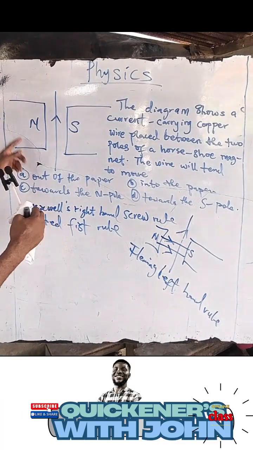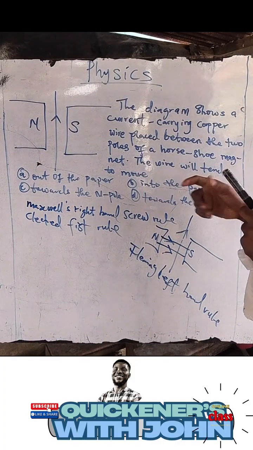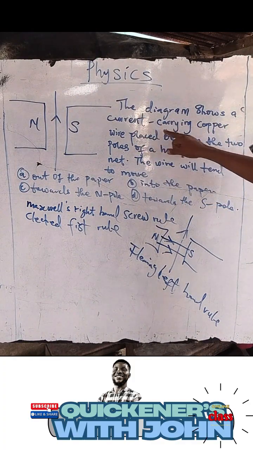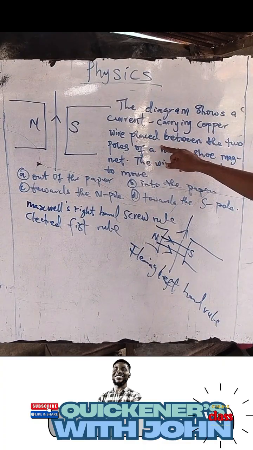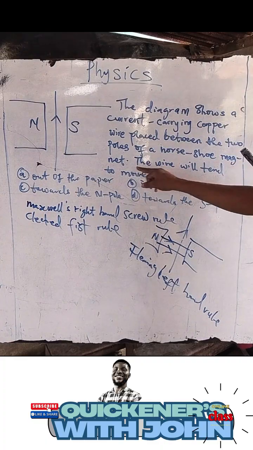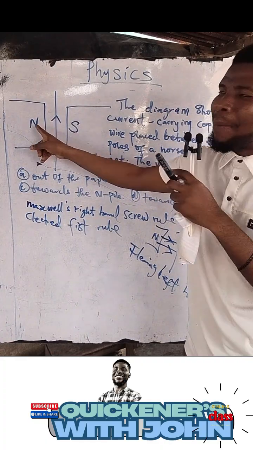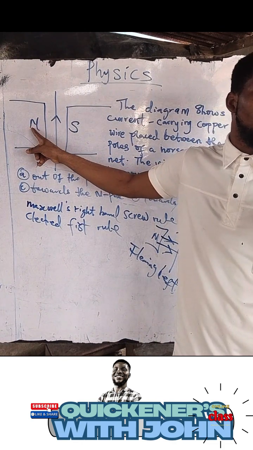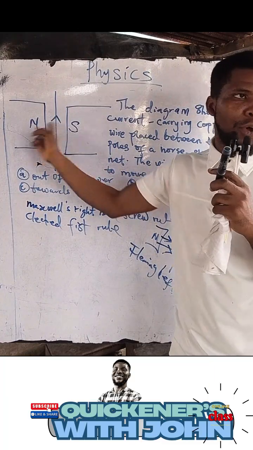So let's read the question, then we can now understand what we're talking about. So what's the question? The diagram shows a current carrying copper wire placed between two poles of a horseshoe magnet. The wire will tend to move where? Where will the wire move? Remember, I told you the direction of the North Pole is outward. The field is always outward, while the South Pole is always inward.